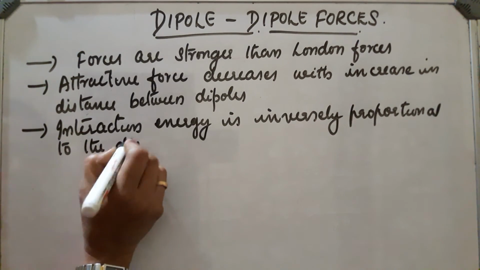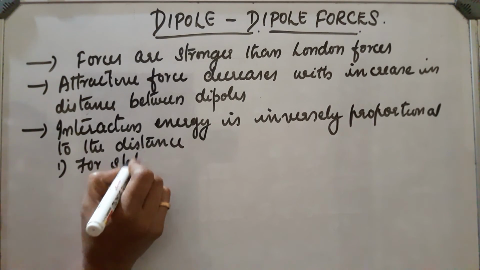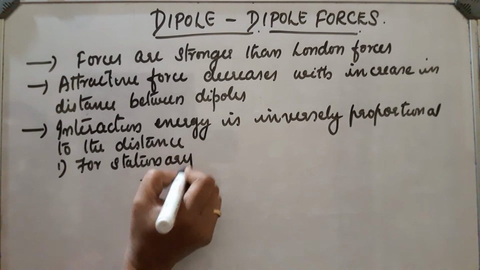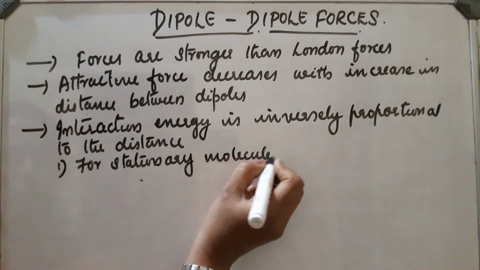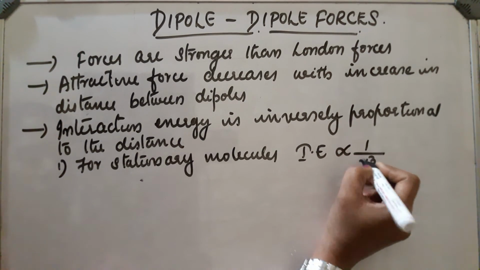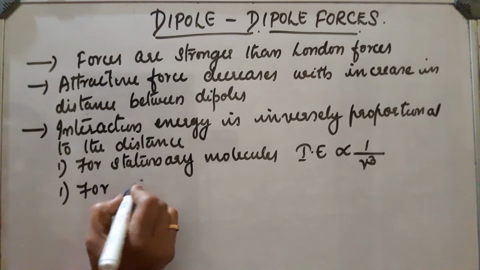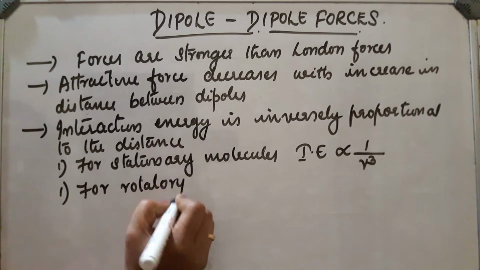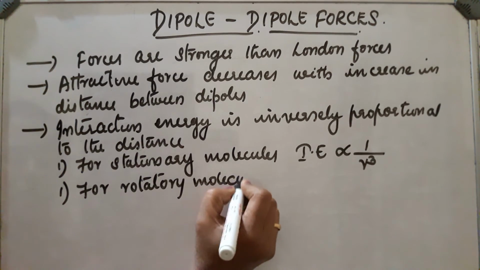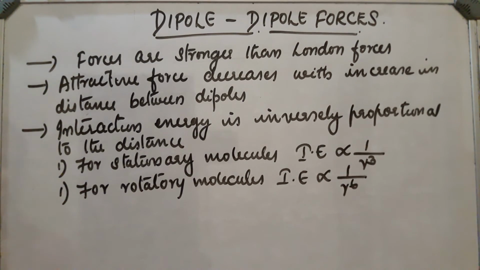So there are two cases. First, for stationary molecules, the interaction energy is inversely proportional to the third power of the distance between the molecules. Next, for rotating molecules, the interaction energy is inversely proportional to the sixth power of the distance between these polar molecules.